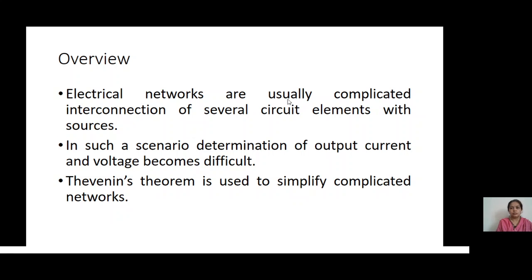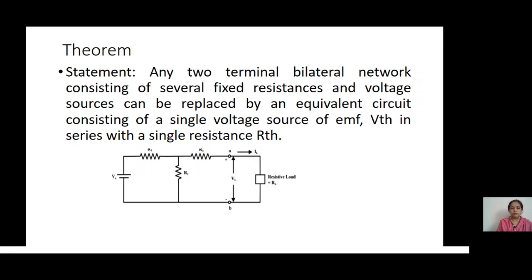Electrical networks are usually complicated interconnections of several circuit elements with sources. In such a scenario, determination of output current and voltage becomes difficult. In a complicated circuit, it's always difficult to find the output current. So Thevenin's theorem is used to simplify complicated circuits or electrical networks. We'll see how to Thevenize a circuit.